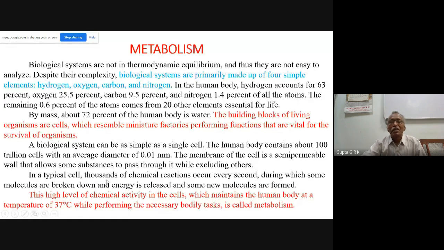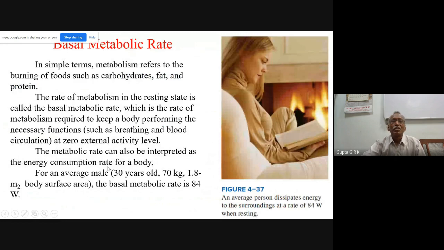In a typical cell, thousands of chemical reactions occur every second, during which some molecules are broken down and energy is released, and some new molecules are formed. This high-level chemical activity of the cells, which maintains the human body at a temperature of 37 degrees centigrade while performing the necessary bodily tasks, is called metabolism. So whatever activities go on in the cell, it tries to maintain our body temperature at 37 degrees centigrade, and this process is called metabolism.